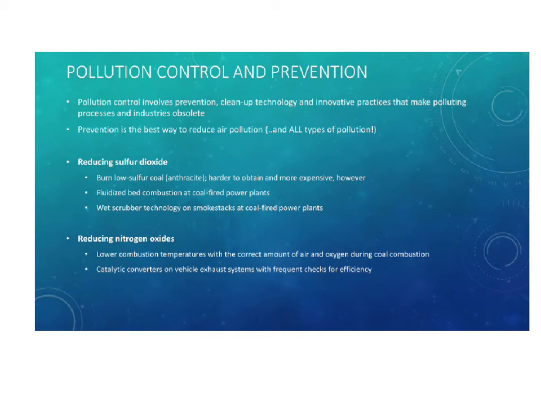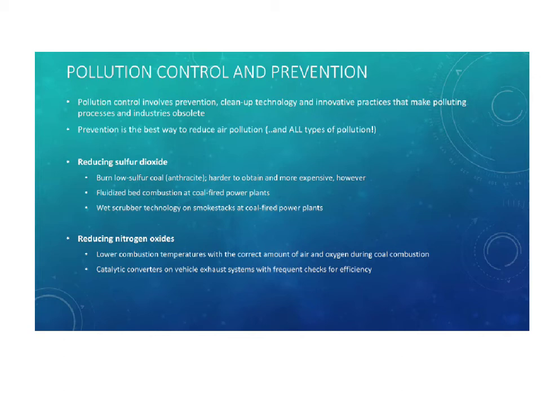How do we reduce nitrogen oxides? Well, we can lower the combustion temperatures and make sure we have the correct amount of air and oxygen during coal combustion. Now, this is a tricky process and it's tough to get right, but the higher the combustion temperature, the more nitrogen oxides are produced.